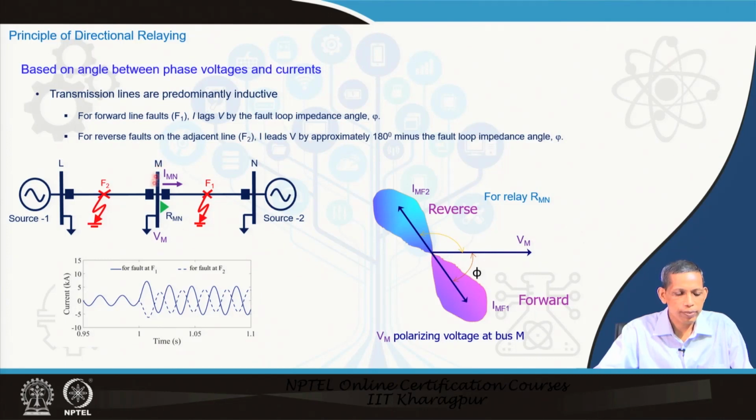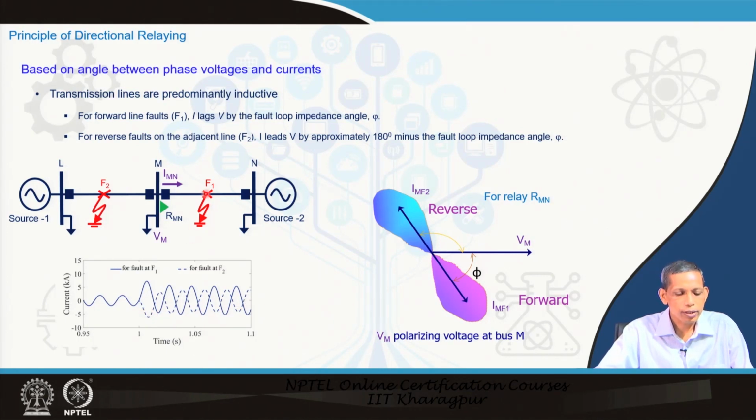We see here that at bus M, Vm is the reference, and a fault happens to be at F1. So, current flows from left to right. This impedance path is highly inductive. Therefore, the current flowing through this relay, IMN for fault F1, will be lagging the voltage at this relay bus, and that is the lagging current. Now, this is the solid line current we are talking about.